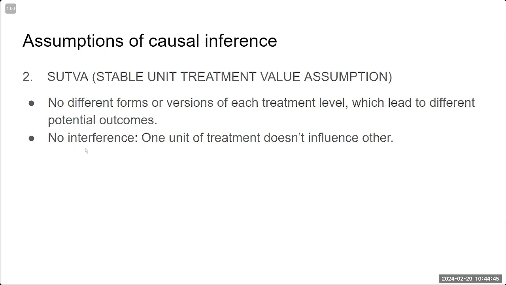Another stable unit treatment value assumption is no interference. That is, one unit's treatment will not influence another unit. So the people from the control group will not influence the people from the treatment group.